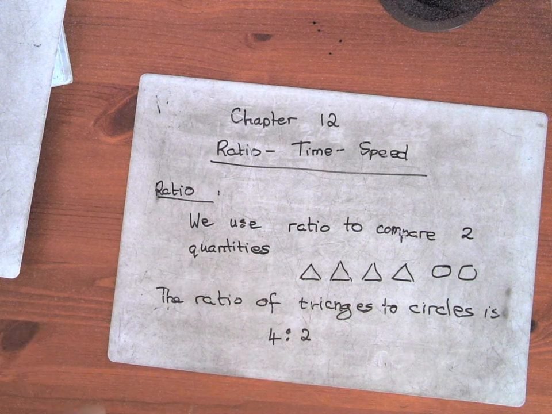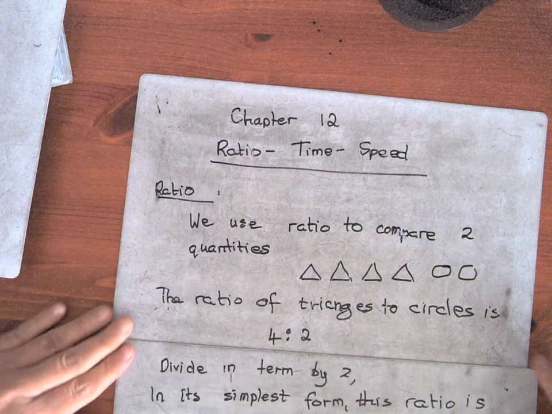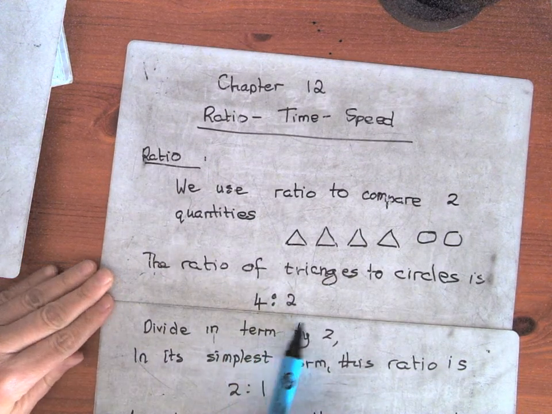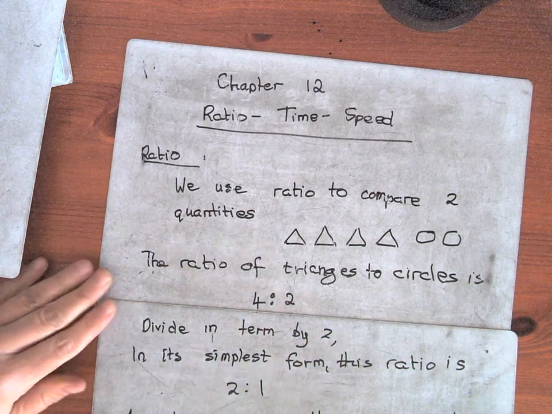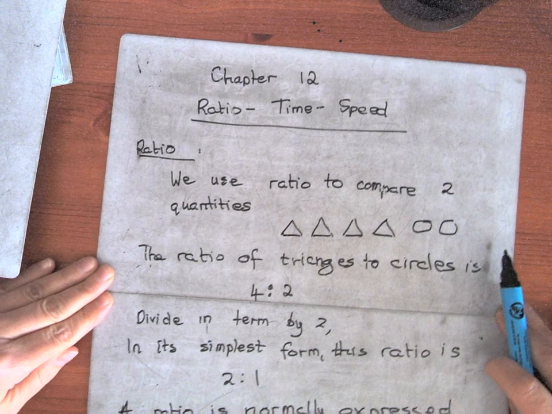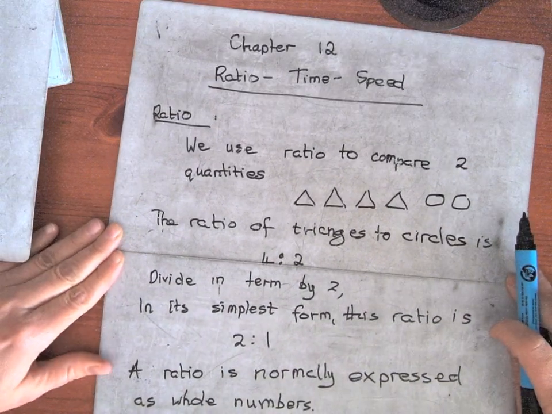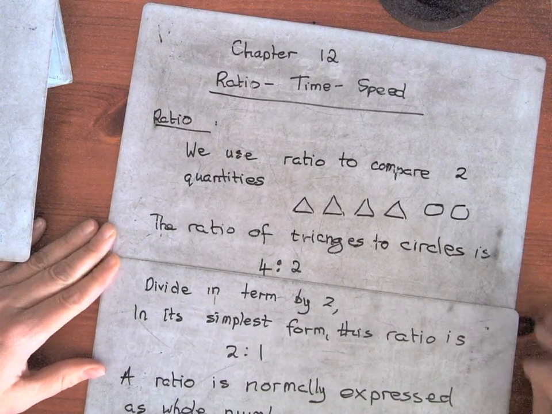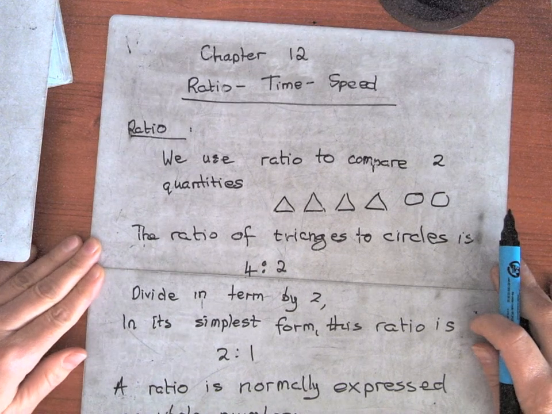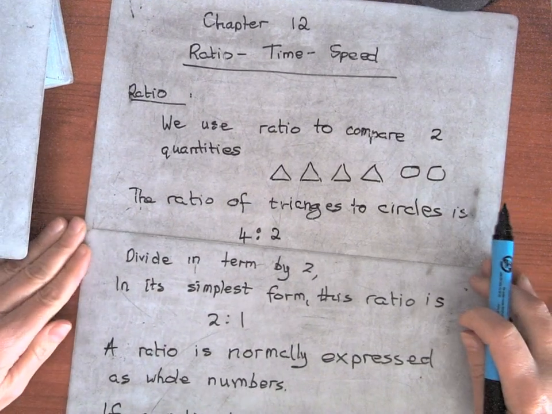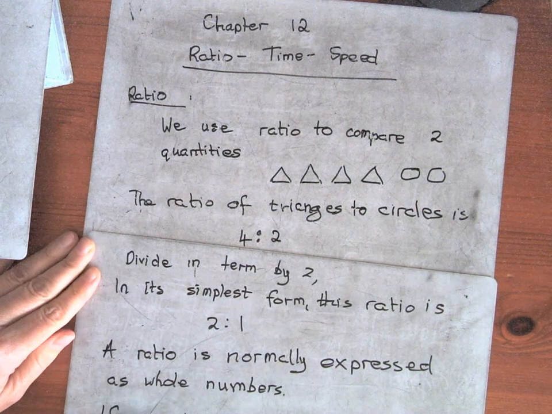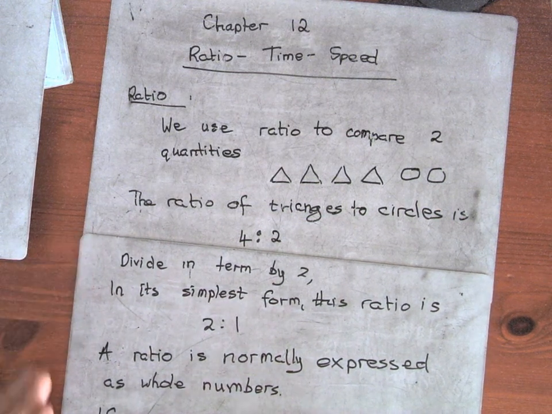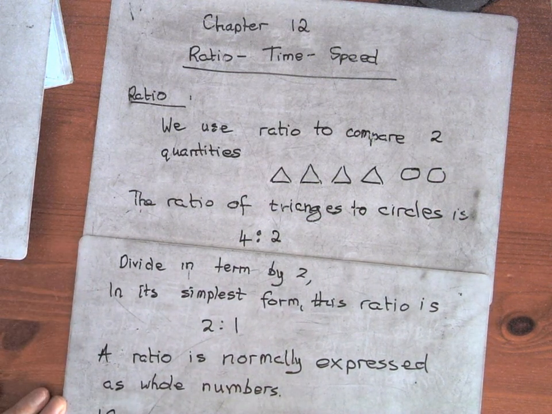That is not in its simplest form, however. Right, if you notice, each side can divide by 2. So 4 divided by 2 is 2, 2 divided by 2 is 1. So in its simplest form, that ratio is 2:1. Right? A ratio is normally expressed in as whole numbers. So if a ratio is expressed with fractions, get a common denominator.